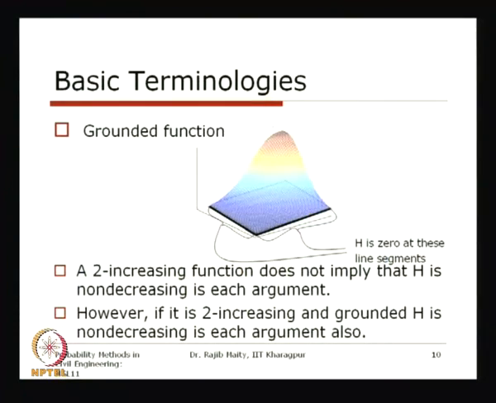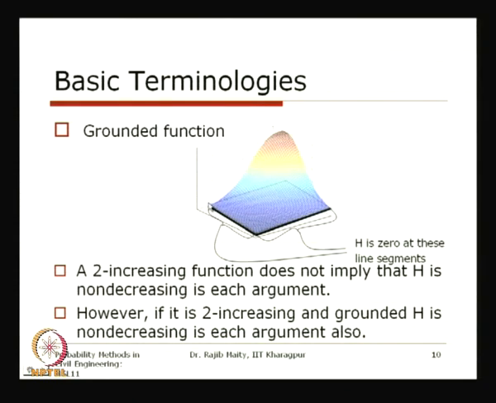That is shown here: a 2-increasing function does not imply that h is non-decreasing in each argument. However, if it is 2-increasing and grounded, then h is non-decreasing in each argument also. Okay. So, these are the conclusions after we discuss this grounded. But before that, what does this grounded function mean?